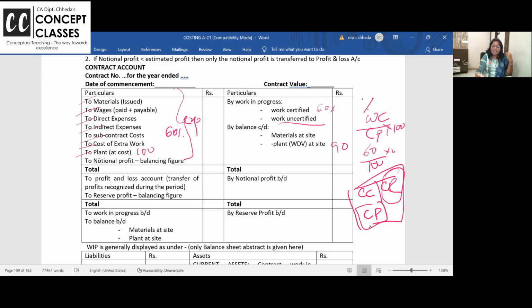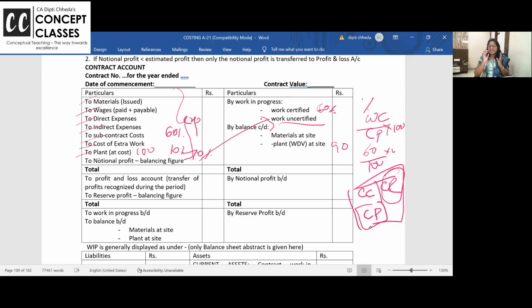So income we are taking on the credit side, work 60%. Expense and income should match, no? But expenses are 70%. 10% additional work is over, which is not yet certified by the architect because it is incomplete.